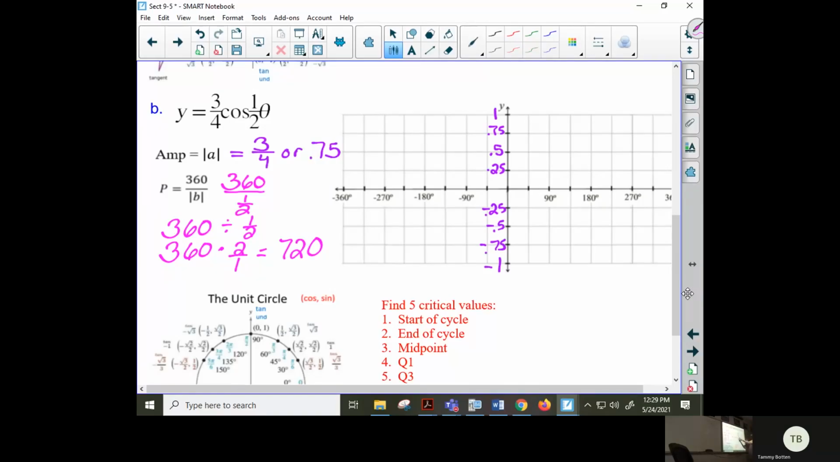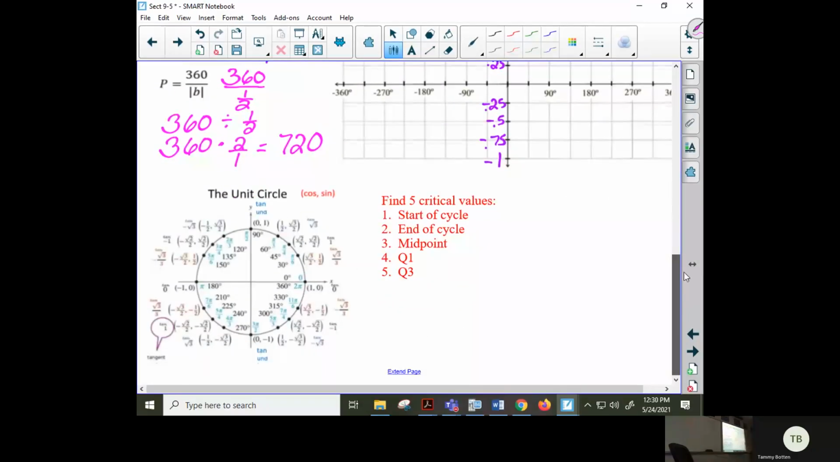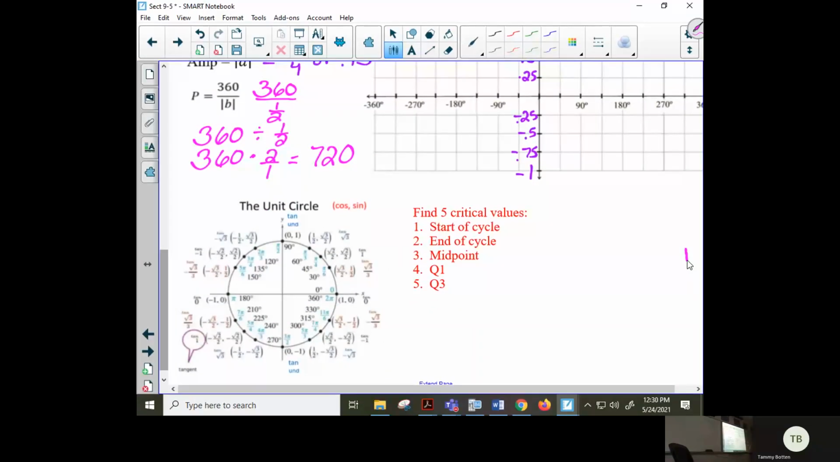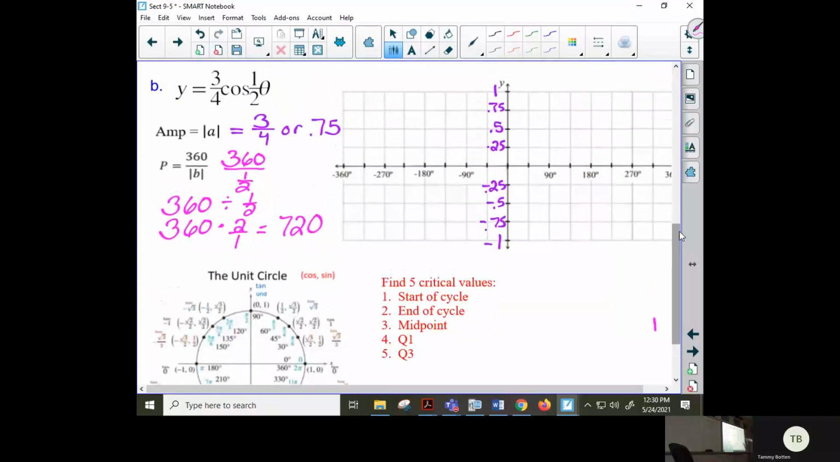So what's going to happen between 0 and 360? How much of my period am I going to have there? Half of it. So I'm only going to have half of my sine, or is this cosine? Cosine. I'm only going to have half of it here. Okay. Now cosine, our amplitude is 0.75. With cosine, do you start up at 0.75 or do you start at the origin? Up. You start up here.